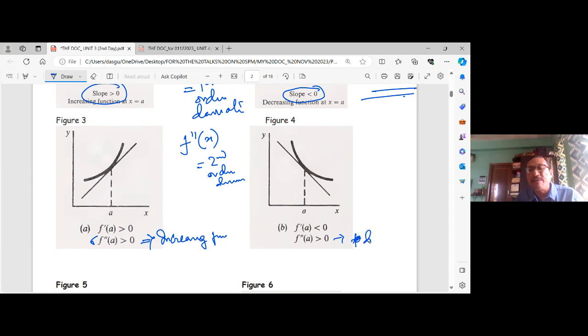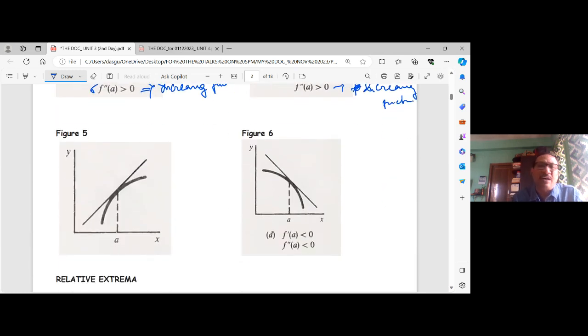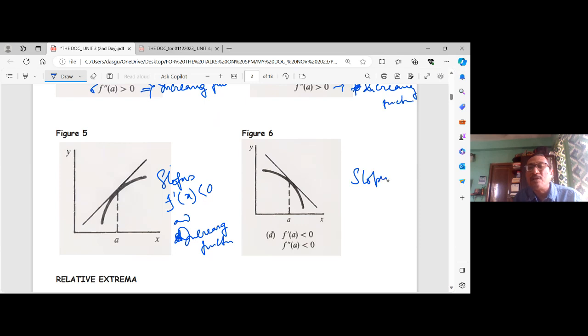This is a very interesting concept, and a very interesting document which is surely going to help you. And here also the slopes are negative. The slope, or first order derivative, is negative, and this is a decreasing function. Sorry, this is an increasing function, and here the slope is negative and it is a decreasing function.